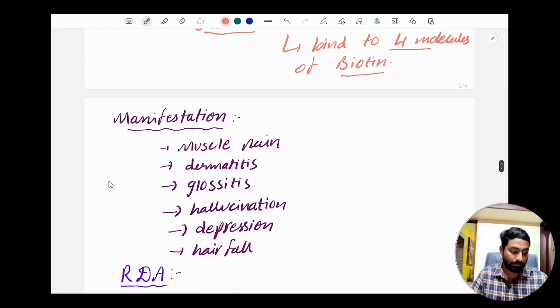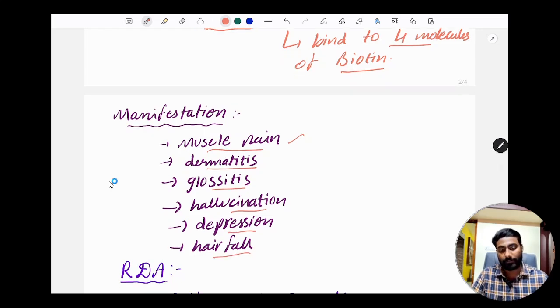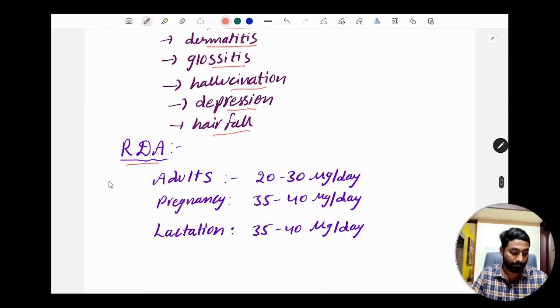Now, the deficiency manifestations include muscle pain, dermatitis, glossitis, hallucination, depression, and hair fall. The recommended daily allowance for adults is 20 to 30 microgram per day, and in pregnancy and lactation, it is 35 to 40 microgram per day.